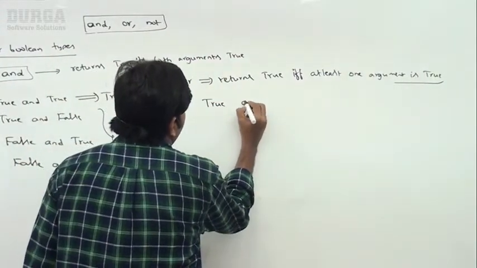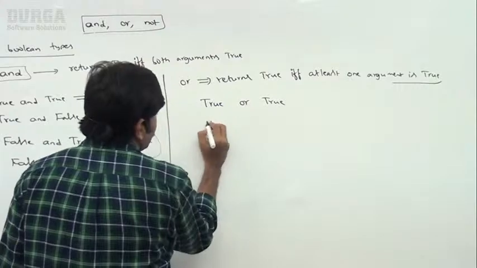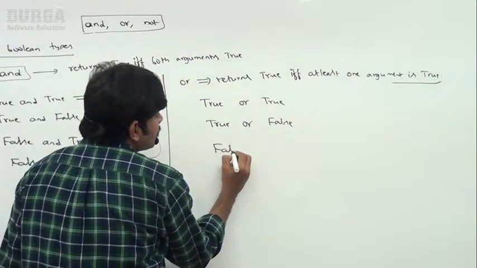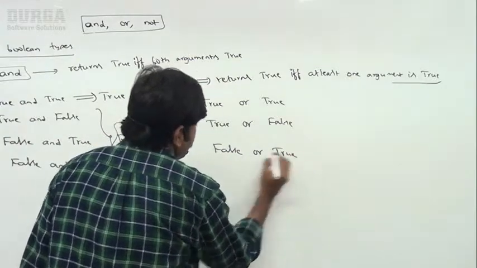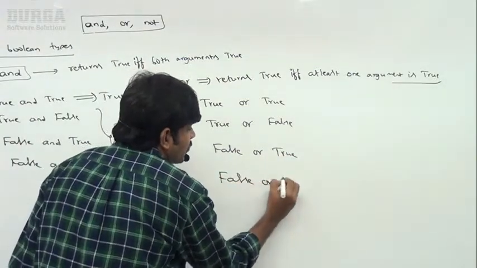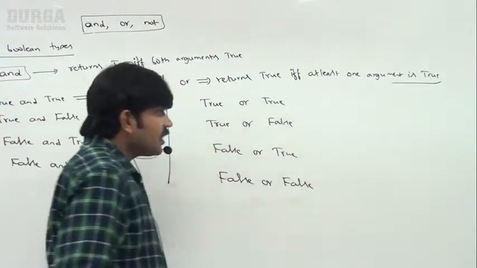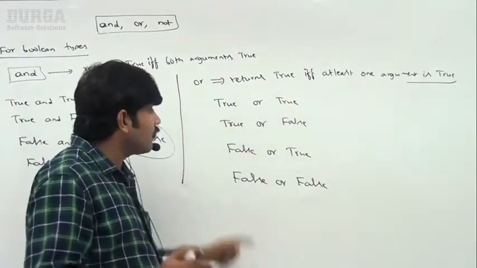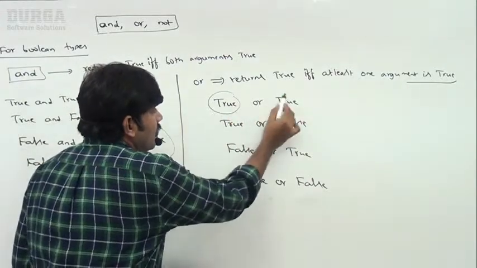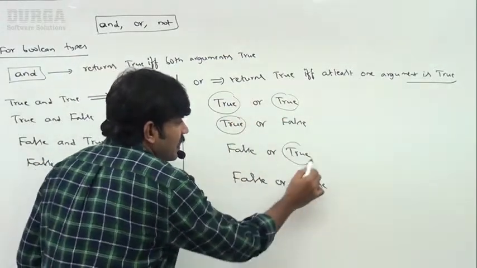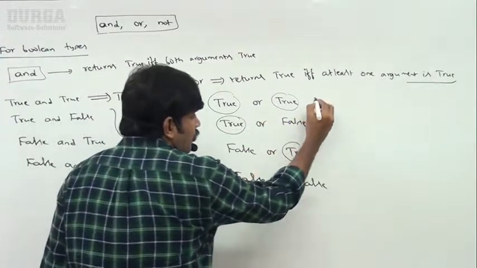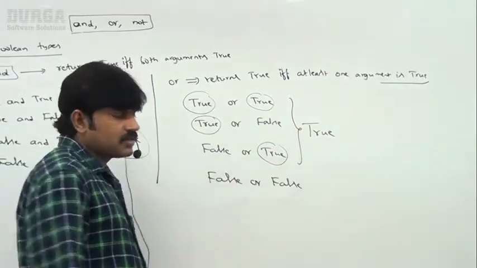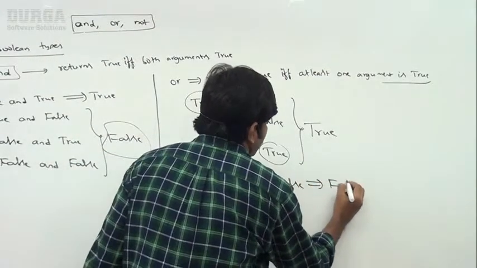Have a look once. Here, true or true I'm taking. Next, true or false. False or true. Next, false or false. Among these, at least one argument is true. Here, both are true, sir. Here, the first one is true. Here, the second one is true. At least one argument is true. In all cases, true is the answer. Sir, here no true, both are false. Only in this case, false is the answer.